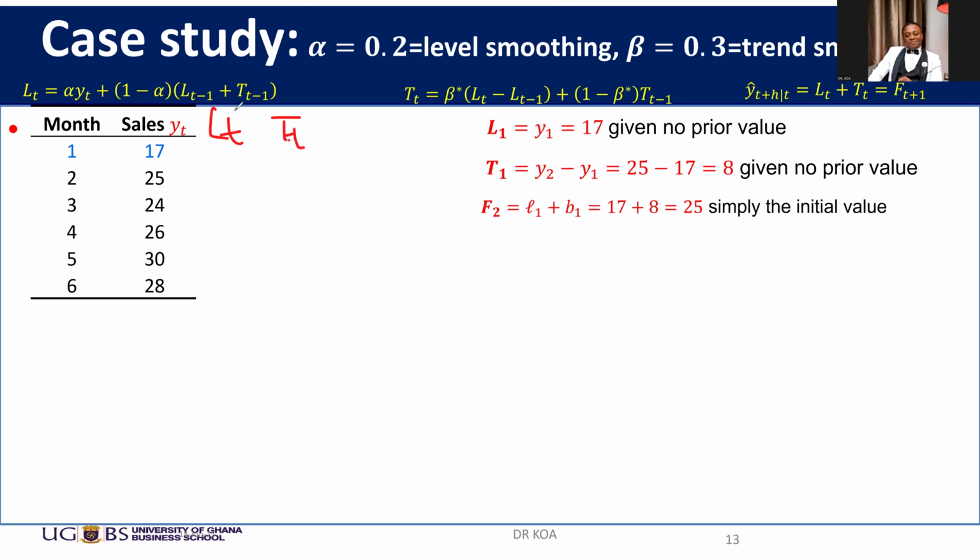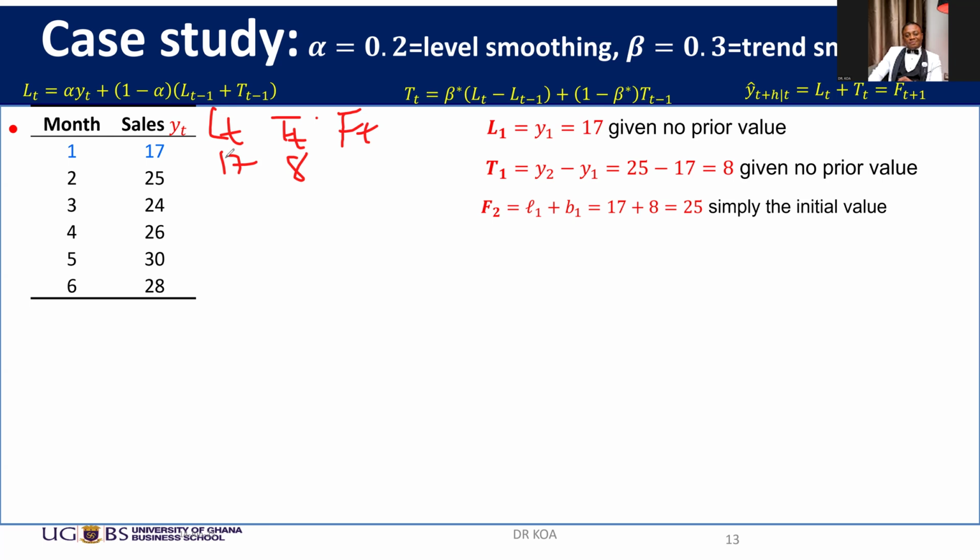Now you add the two of them, but that will not give you the value. So you have 17 here for the level, you have 8 for the trend. What you now do is add the two to get the forecast. Whichever forecast you want to do, let's call it FT. Now that will give you 25, and that is the forecast for the second period. It's the forecast for month 2.